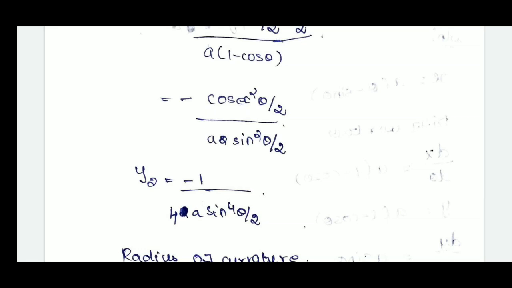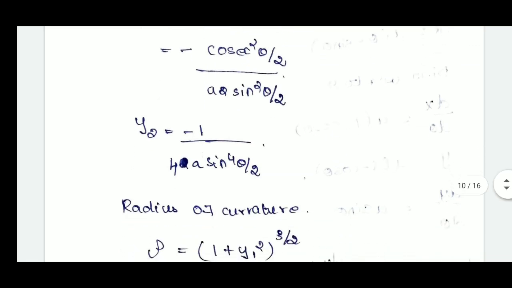Cosecant theta is 1 by sin theta. The formula for cosecant theta is 1 by sin theta. So we get y2 equal to minus 1 by 4a into sin raised to 4 theta by 2. In the numerator we have cosecant square theta by 2, whose formula is 1 by sin square theta by 2. So sin square theta by 2 into sin square theta by 2, we get 4a sin raised to 4 theta by 2.